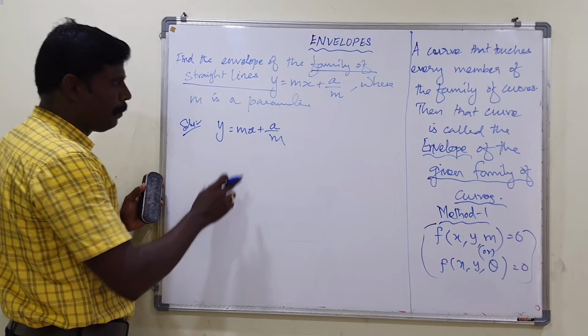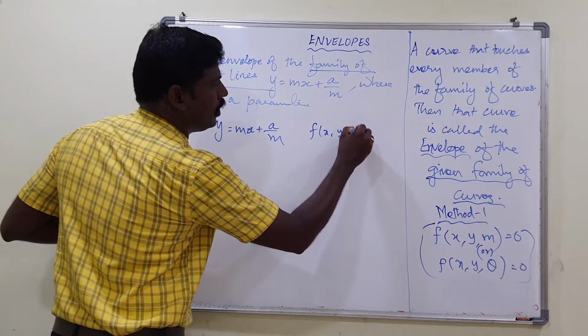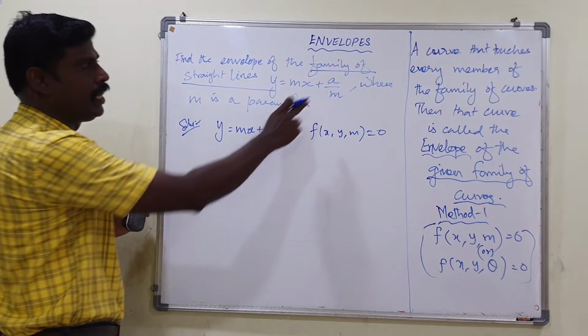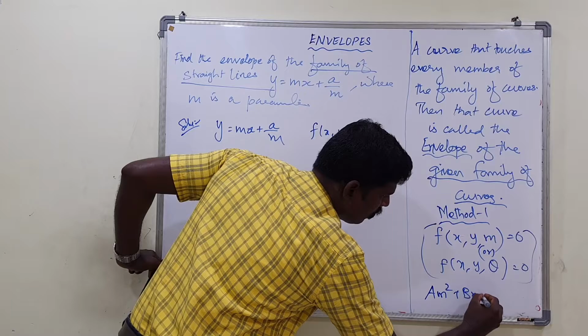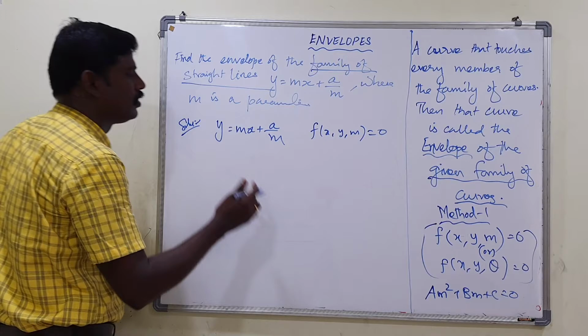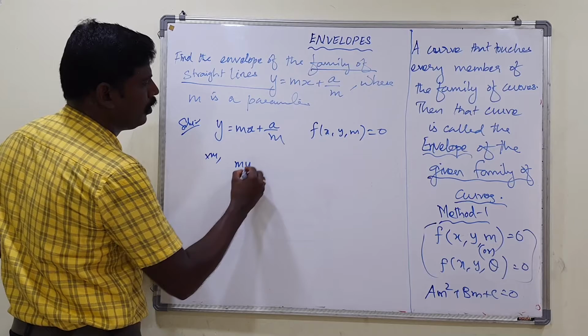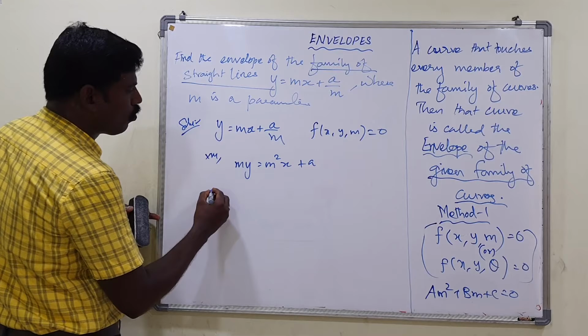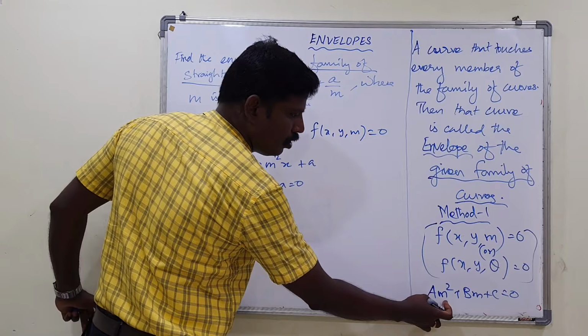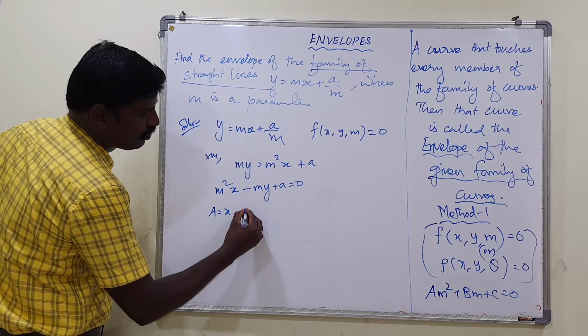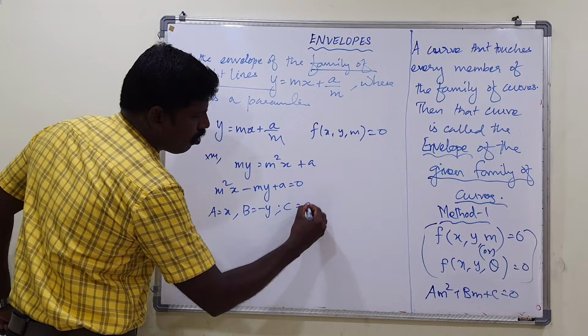Right? So this is in the form of f of x comma y comma m equal to 0, a function of x and y with m. a is a constant that can be taken from the given parabola, right? I rewrite this equation in terms of a m square plus b m plus c equal to 0. So I am going to rewrite the given equation as a quadratic equation by multiplying by m. Multiply this equation with m, so you will get m y equal to m square x plus a. Make it into quadratic form: m square x minus m y plus a equal to 0. Therefore, now it is in the form a m square plus b m plus c equal to 0. So the coefficient of m square is x, the coefficient of m is minus y, and the constant term is a.